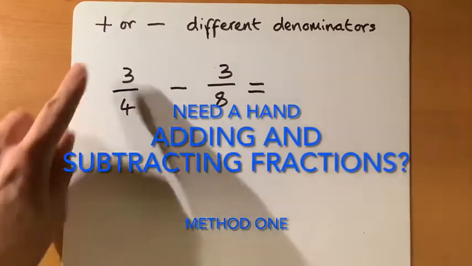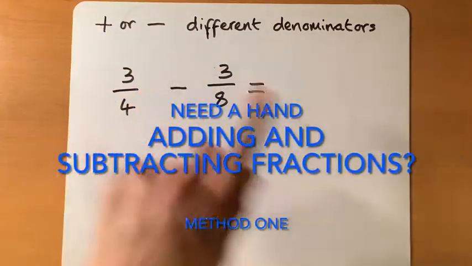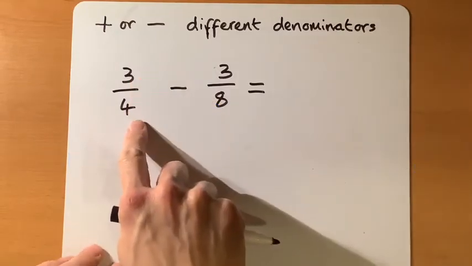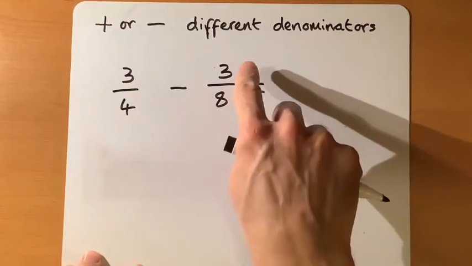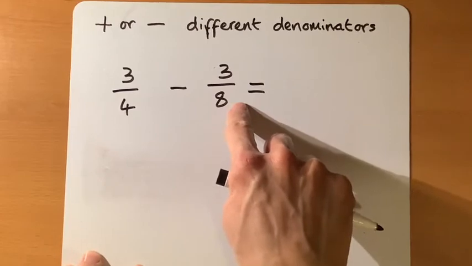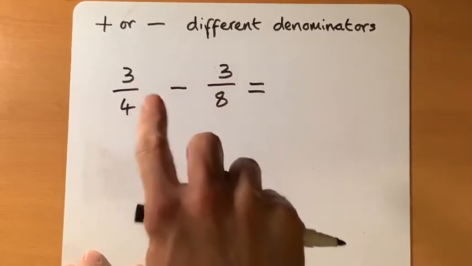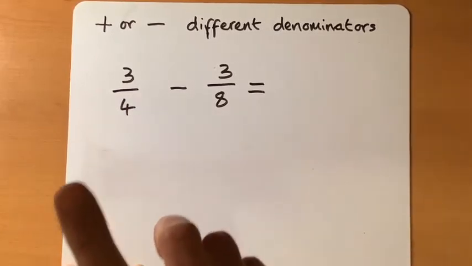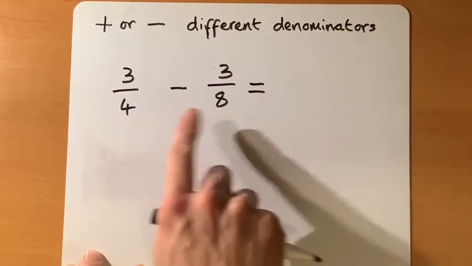Going to look at adding or subtracting fractions with different denominators. As you can see, we've got 3/4 here with a 4 in the denominator, 3/8 with an 8 in the denominator, and we're taking away. You can't dive straight in, we've got to make sure they're the same denominator. The first step I'm going to show you is multiplying them together.